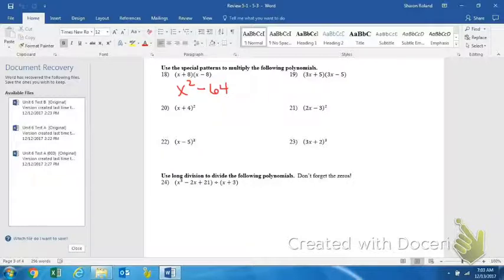Number 19, exact same pattern. You have the same number first in both sets of parentheses, the exact same number second in both sets of parentheses, a plus and a minus. When you have that, you square the first term, so that's 9x squared, minus the square of the second term.